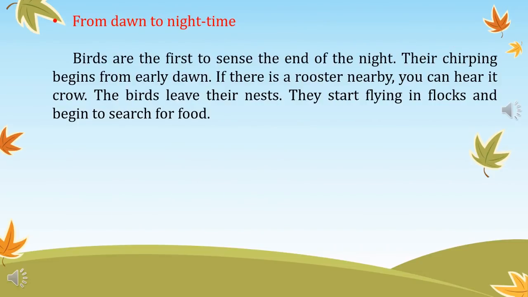From dawn to the night time, birds are the first to sense the end of the night. The chirping begins from early dawn. If there is a rooster nearby, you can hear it crow. The birds leave their nest. They start flying in flocks and begin to search for food.